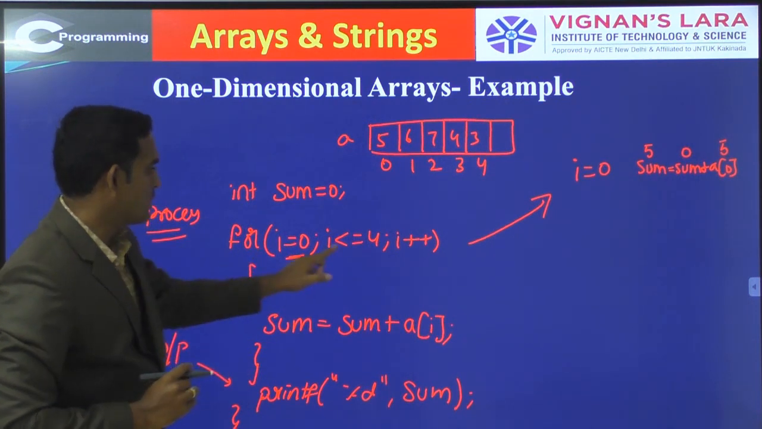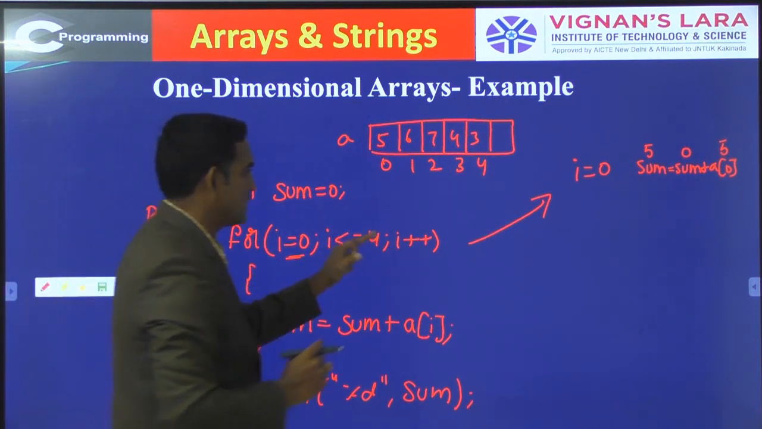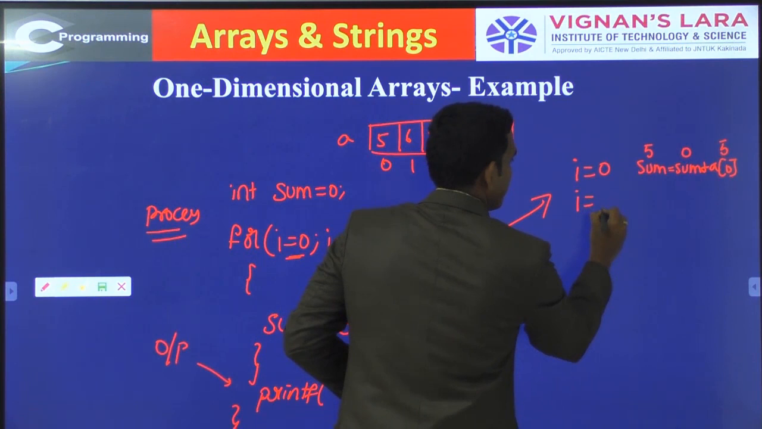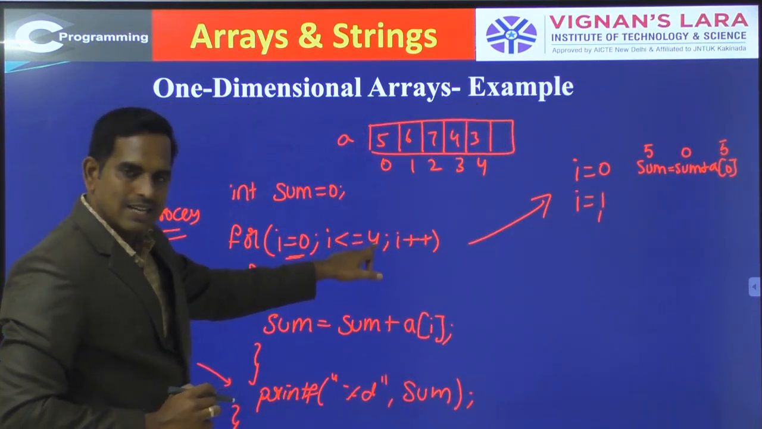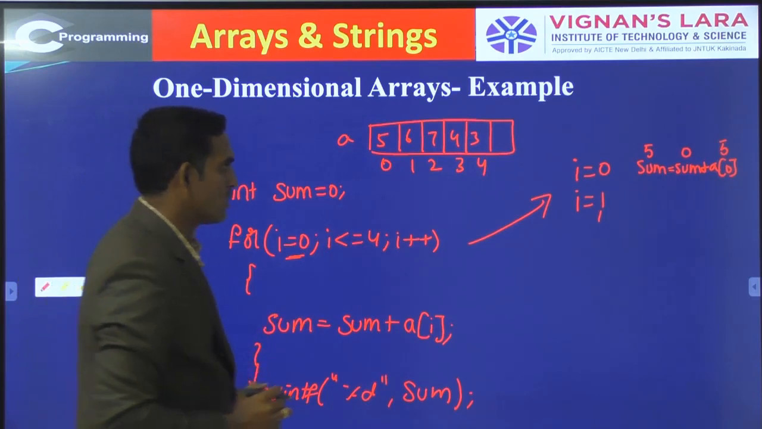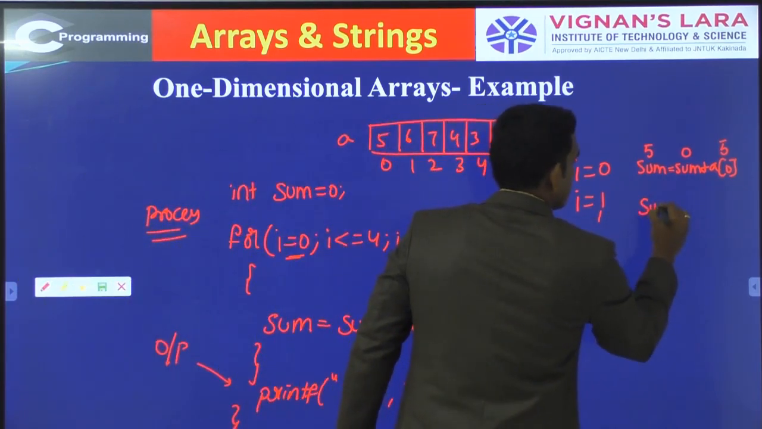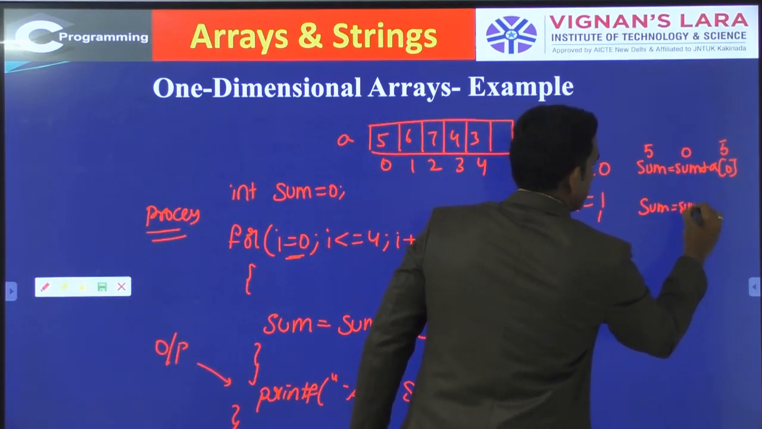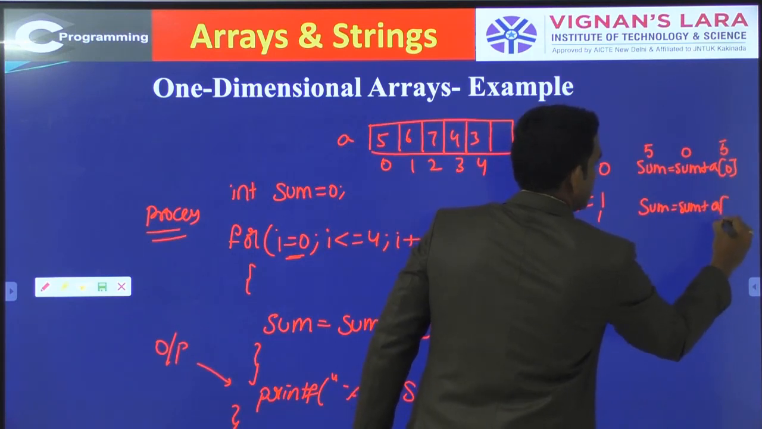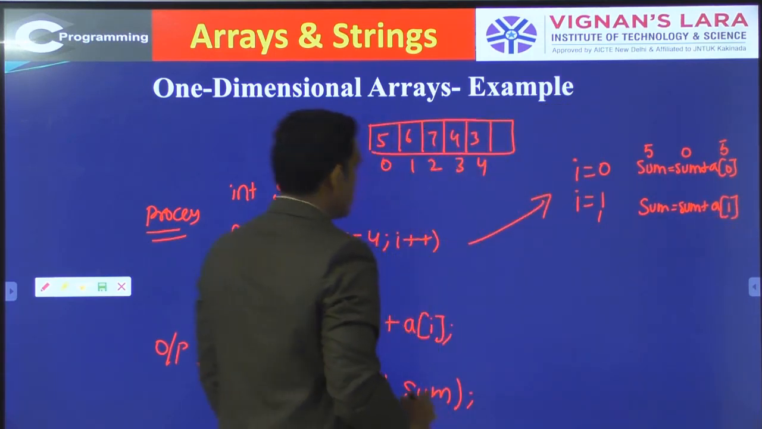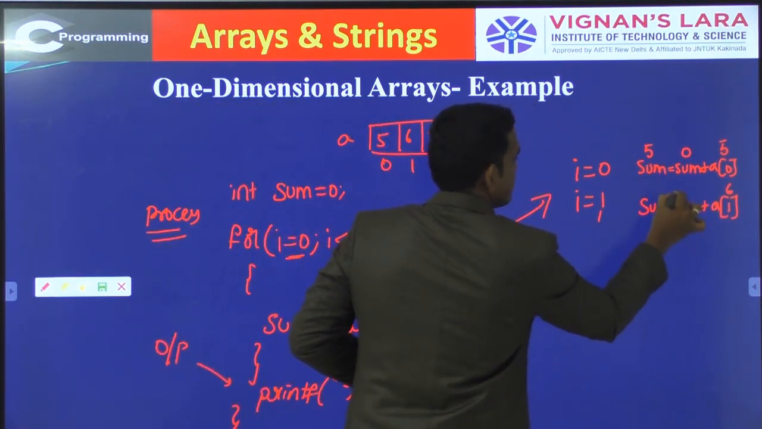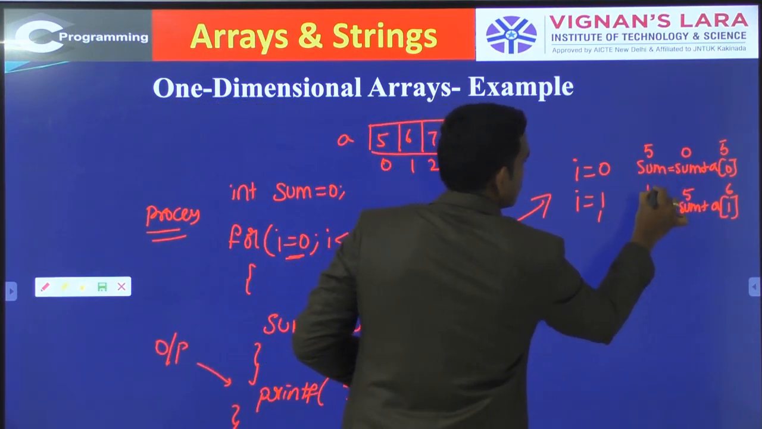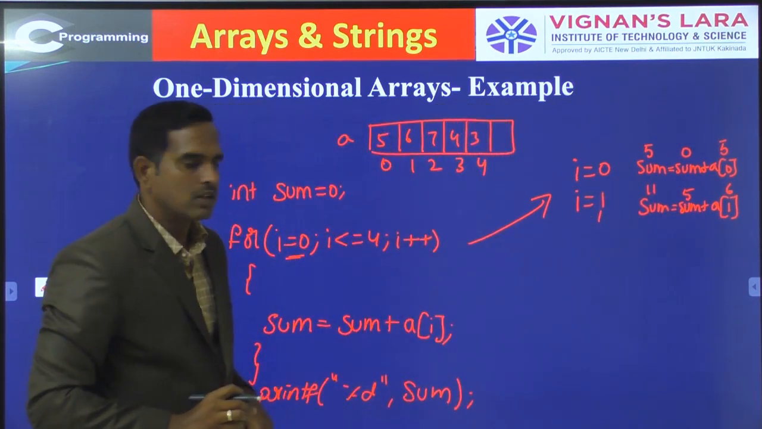Next, the for loop will repeat and I value will be incremented by 1. Now I value will be equal to 1. So 1 is less than or equal to 4. It will go into the loop. Again you have to do sum is equal to sum plus A of I, that is 1. So A of 1 value is 6. Currently the sum value is 5. So you will be getting 11 here.